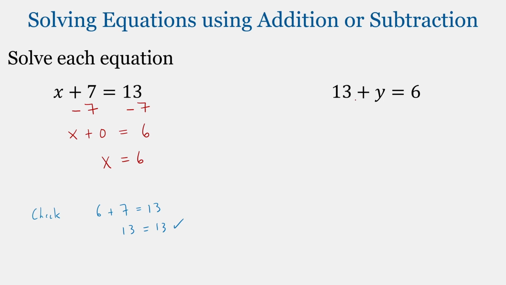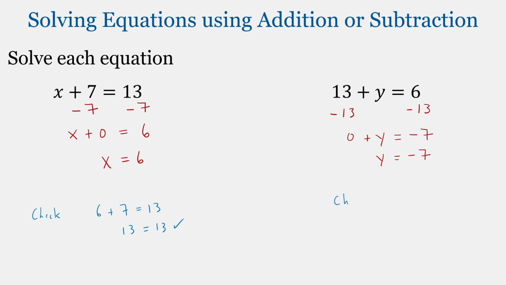For the second problem, we have 13 plus y equal to 6. I've changed the variable. We have the variable y, but we're going to do the same thing. We're going to get y by itself on one side, everything else on the other. We have 13 added to y, so to get rid of that 13, we're going to subtract 13. But what we do to one side, we have to do to the other. So 13 minus 13, that's 0 plus y. And then 6 minus 13 is negative 7. And this gives us y equal to negative 7.